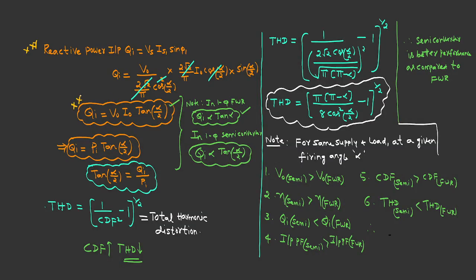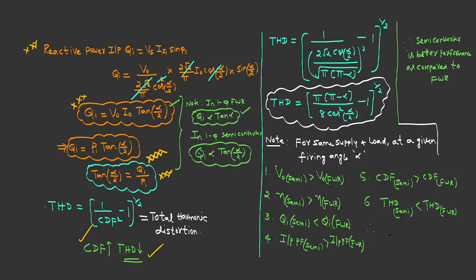This is the reactive power input: V naught I naught tan alpha by 2. Once you know the reactive power input and active power input, tan alpha by 2 equals Qi by Pi. I told you already, in the full wave rectifier it is tan alpha, but in the semi converter it is tan alpha by 2. If reactive power and active power are given for a semi converter and they ask what the firing angle is, use this formula, friends. If the current distortion factor increases, total harmonic distortion reduces.